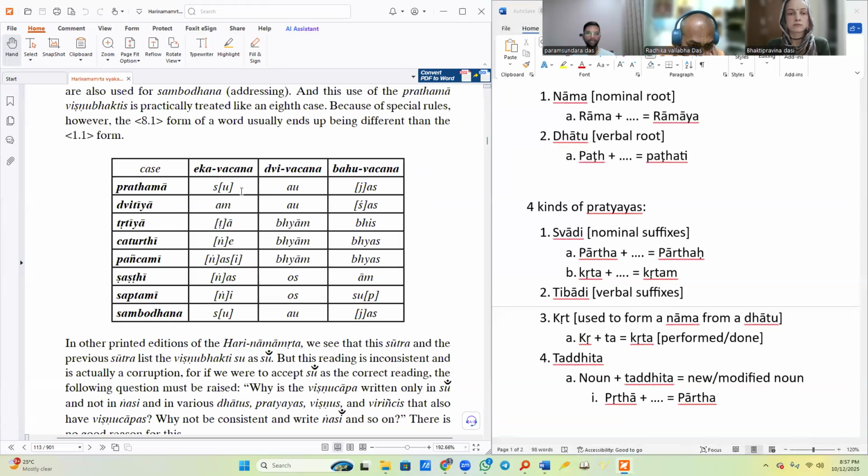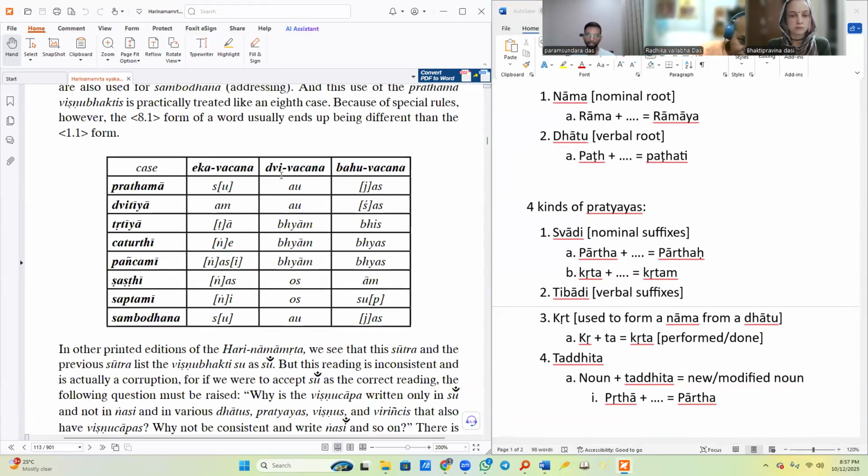Here is the table for all the suffixes, the nominal suffixes, you can see. We have 21 suffixes, pratyayas, which are divided into 7 or rather 8 groups, according to the different cases. And then vertically also according to numbers, vachanas: ekavachana, singular, dual, and plural. So Su, Au, Jas denote the Prathama Vibhakti, the first case.